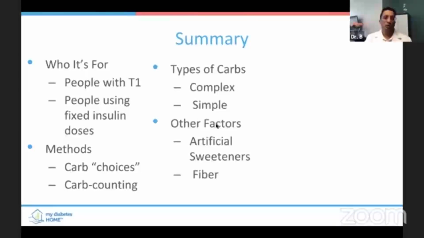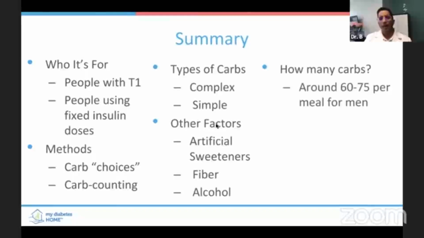Remember what we talked about, sweeteners. Artificial sweeteners don't affect your sugars. Fiber, subtract more if it's more than 5 grams in your meal. And all the wonderful things we talked about, alcohol. And then how many carb choices? 4 to 5 for men, 3 to 4 for women, 60 to 75 grams for men, and 45 to 60 grams for women.